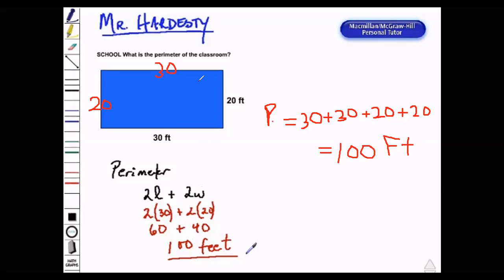Another way I can write here: 30, the other side should be 30, 20, the other side should be 20. So I can find the total distance around the shape. So I will write P means perimeter equals 30 plus 30 plus 20 plus 20. The answer would be the same, 100. Is it clear?